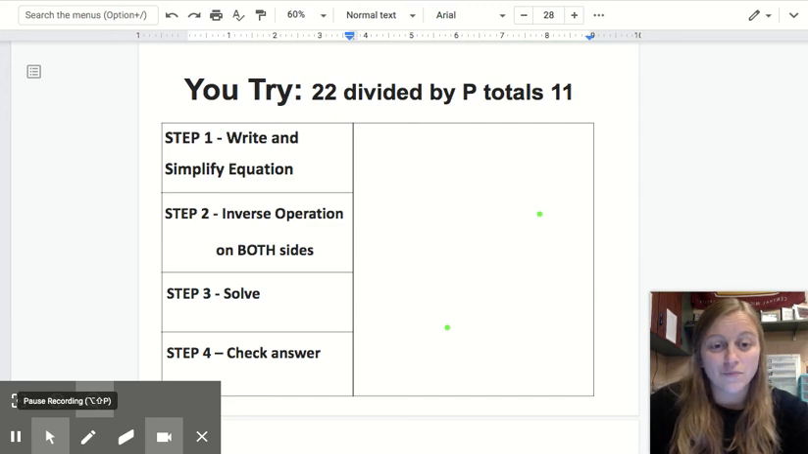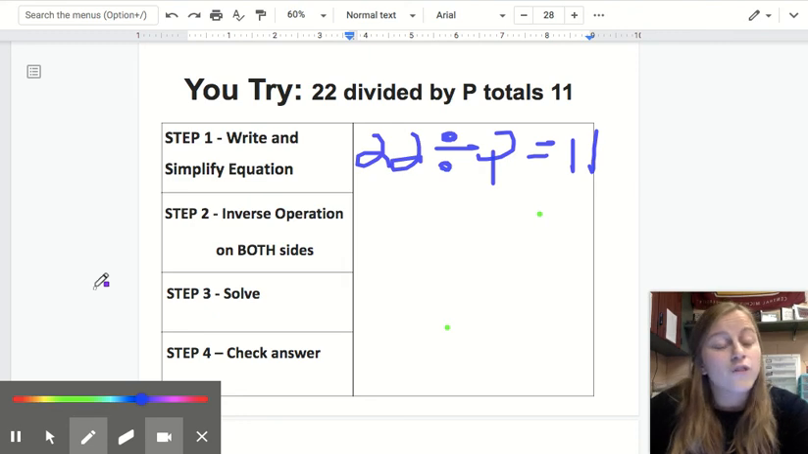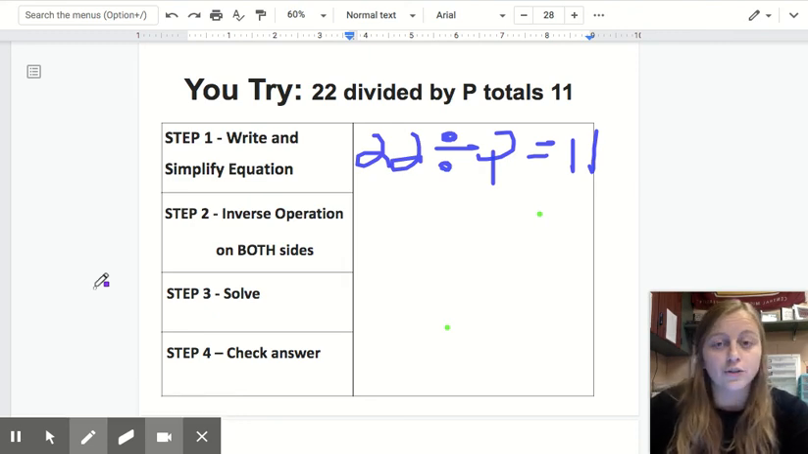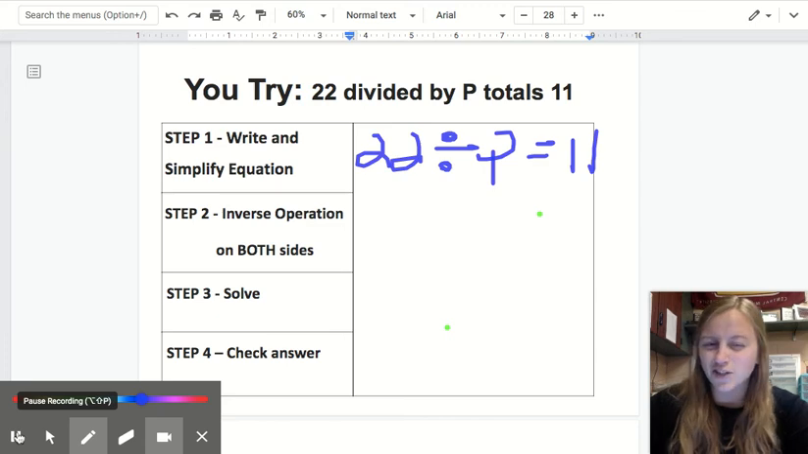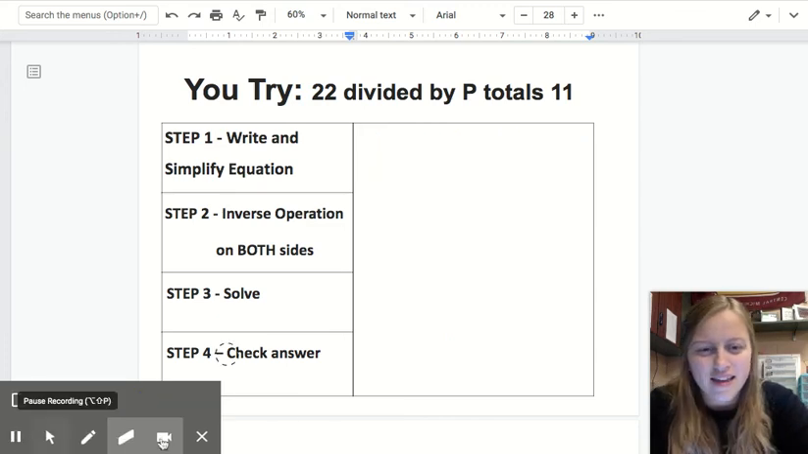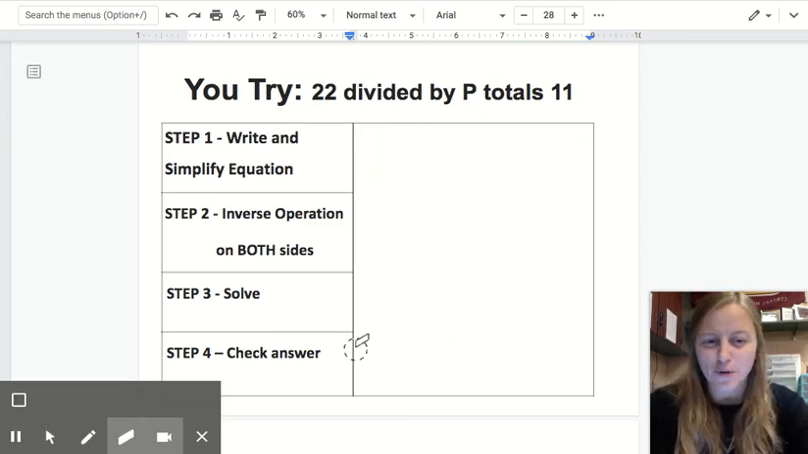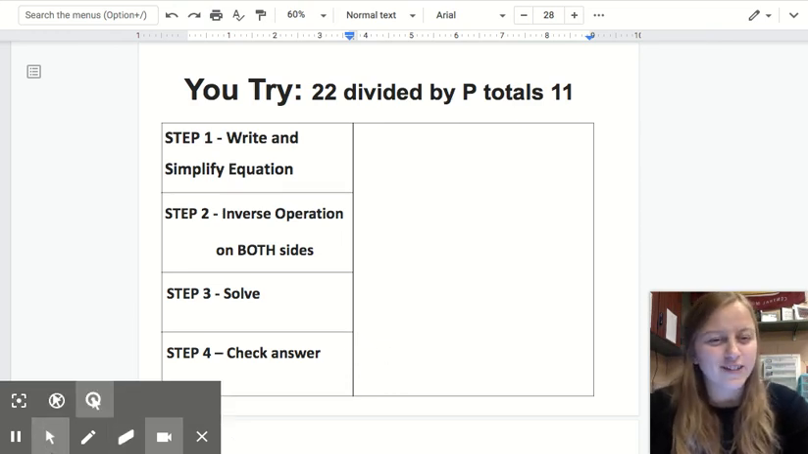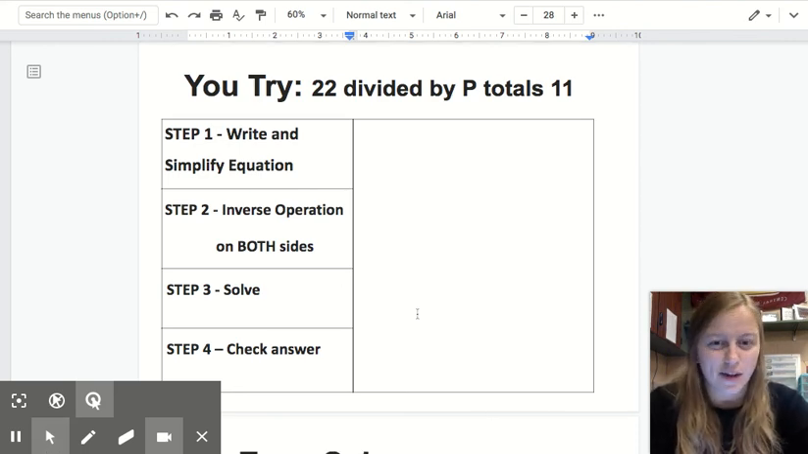All right, so here is the answer for this one. First, we had our equation: 22 divided by P equals 11. Did you get your equation right? This question actually had a typo in it, so we're just going to go ahead and move on. Really, it should have said P divided by 22, but we're going to move on and look at another example.